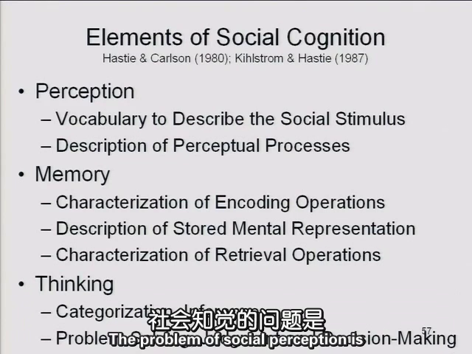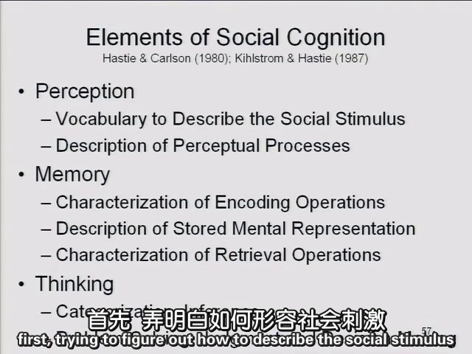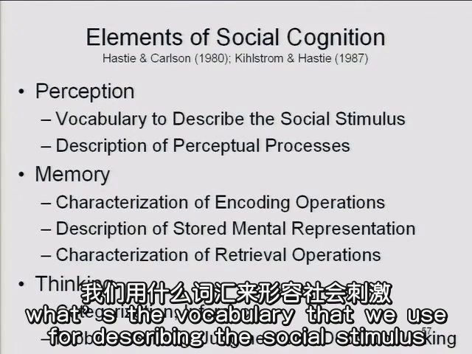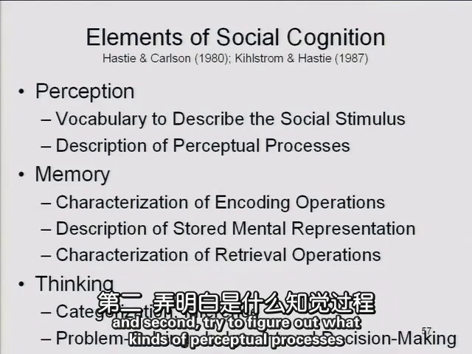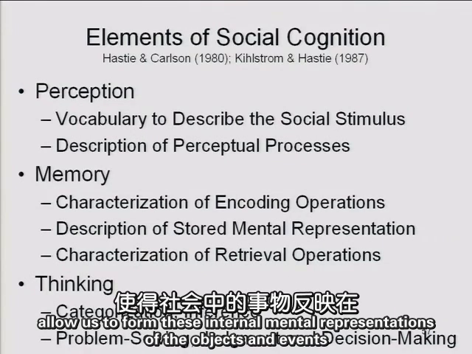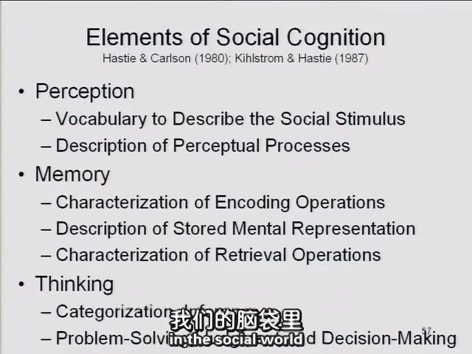The problem of social perception is first trying to figure out how to describe the social stimulus. What's the vocabulary that we use for describing the social stimulus? And second, trying to figure out what kinds of perceptual processes allow us to form these internal mental representations of the objects and events in the social world.